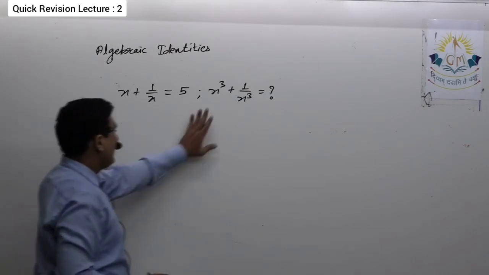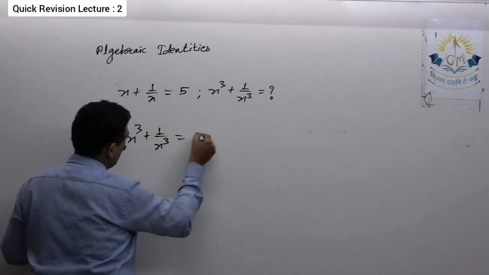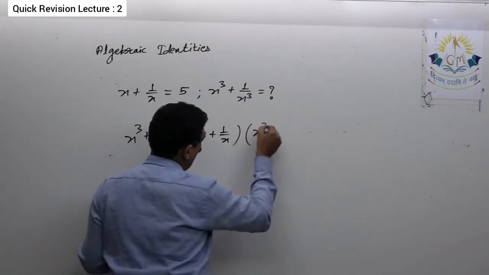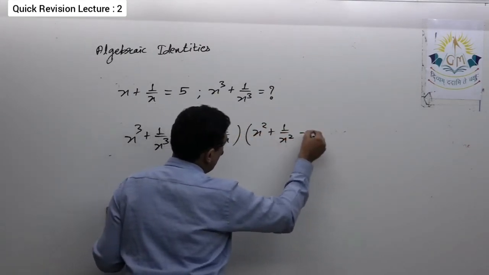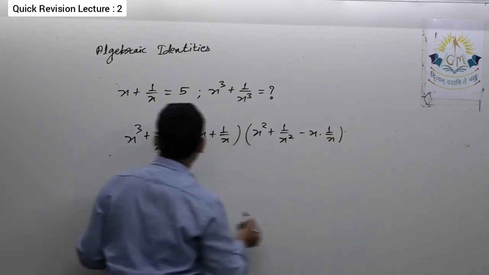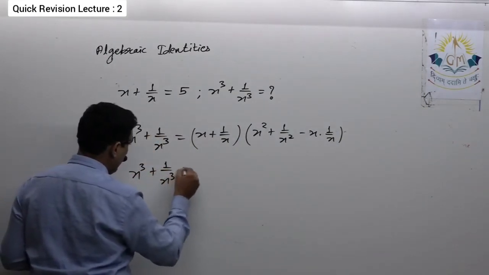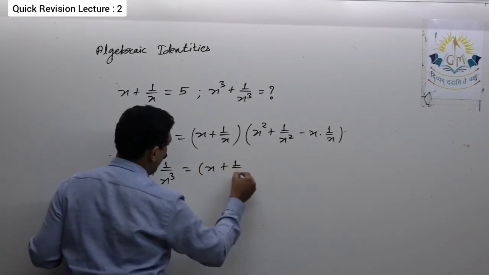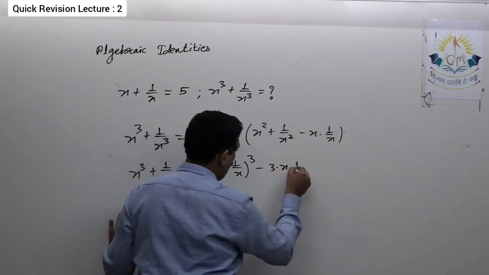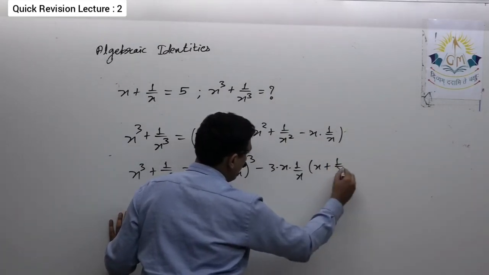Okay, so again here is the identity of a cube plus b cube. A cube plus b cube is equal to a plus b times a square plus b square minus ab. This is one way we can find the value of x cube plus 1 upon x cube. We have one more way, that is x cube plus 1 upon x cube is equal to x plus 1 upon x whole cube, that is a plus b whole cube minus 3ab into a plus b. So this saves your time if you use this second one.